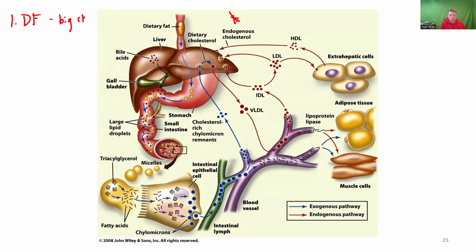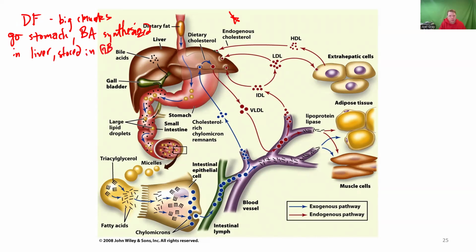Dietary fat, big chunk, will go to the stomach. I'm going to write this as one complete stream of consciousness statement. Go to the stomach. BA, or bile acids, synthesized in liver, stored in GB, or your gallbladder, break down into lipid droplets, then into my cells.